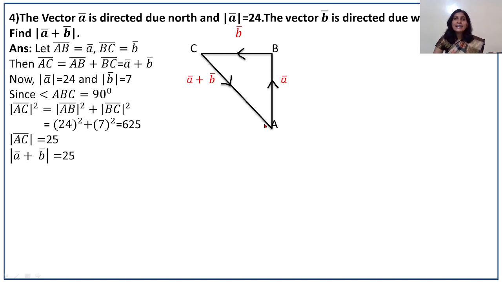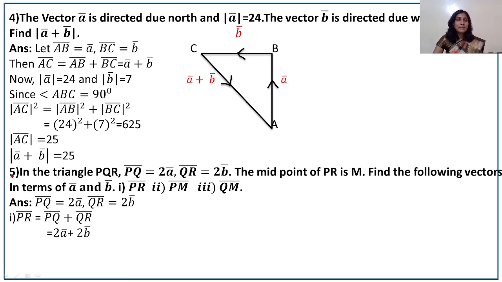So this length means its magnitude. Magnitude is the length. So magnitude of AC squared is equal to magnitude of AB squared plus magnitude of BC squared. Magnitude of AB is the magnitude of A bar, which is 24. So here 24 squared plus magnitude of BC, which is B bar, 7 squared, which is equal to 625. That is AC bar is 25. And AC bar is nothing but A bar plus B bar. So the magnitude of A bar plus B bar is 25.